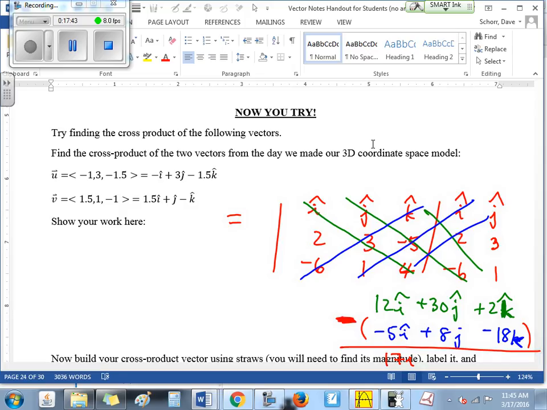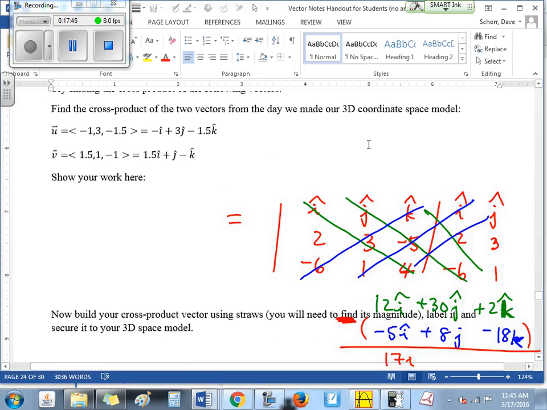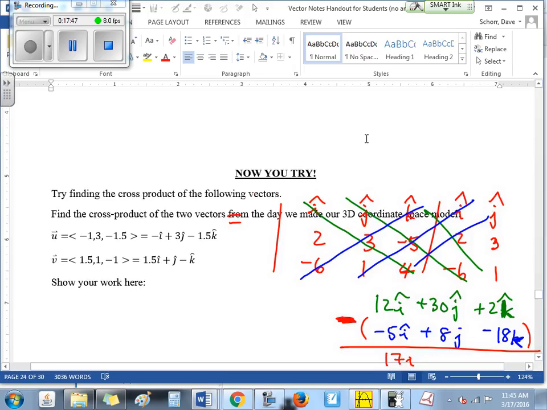So it's 17 i hat. What do I have for j's here? What is it? It's 22, right? Because it's 30 minus 8. And then it's 2 minus negative 18. So what's my k hats?